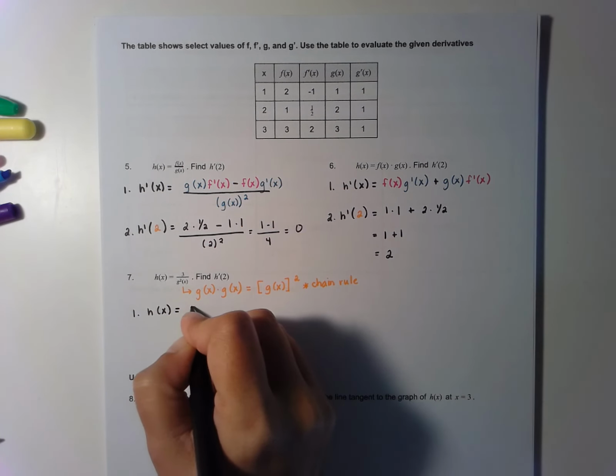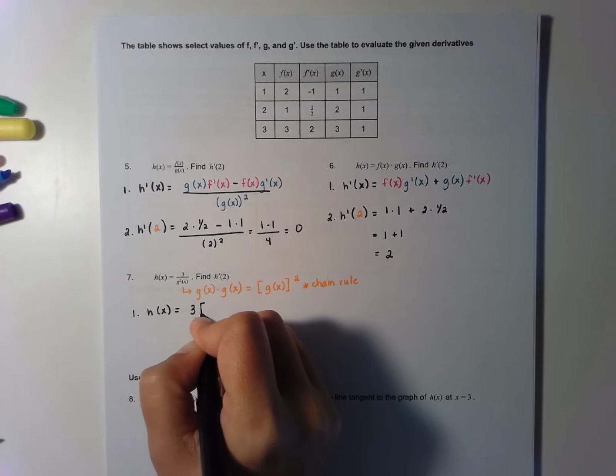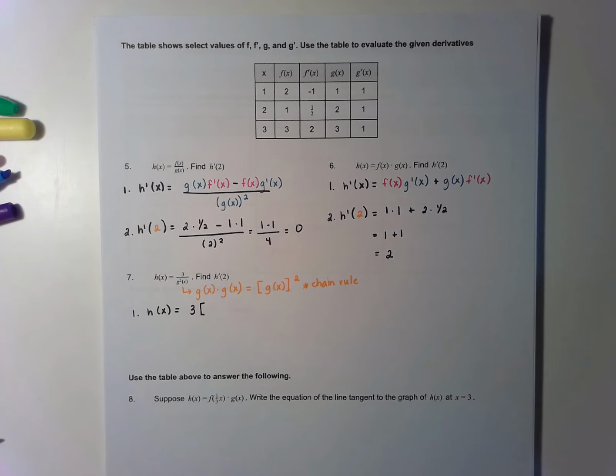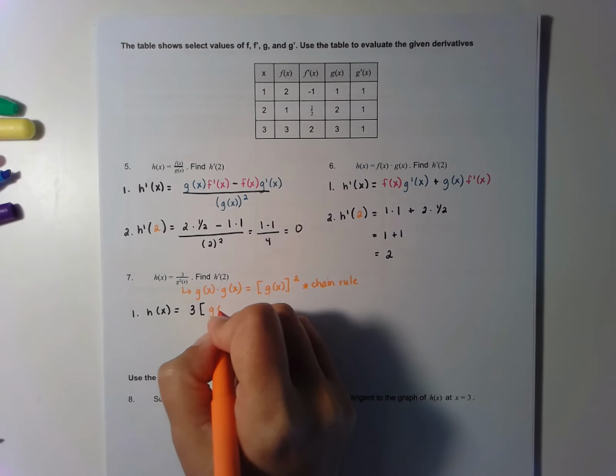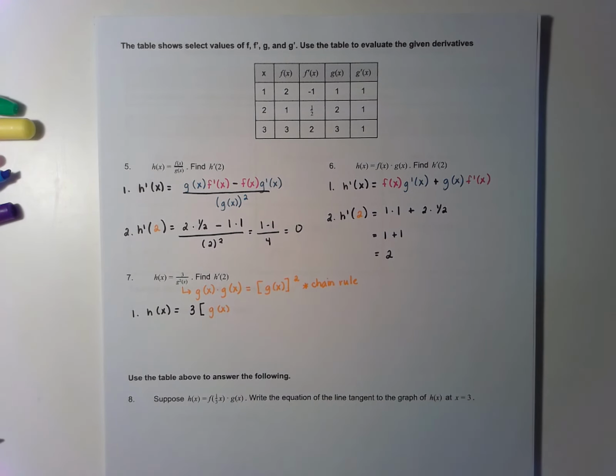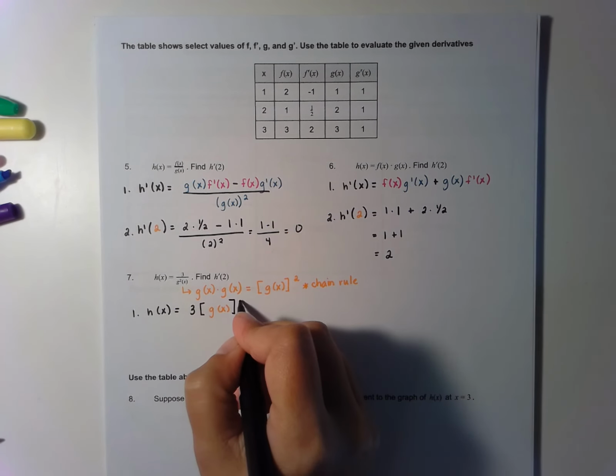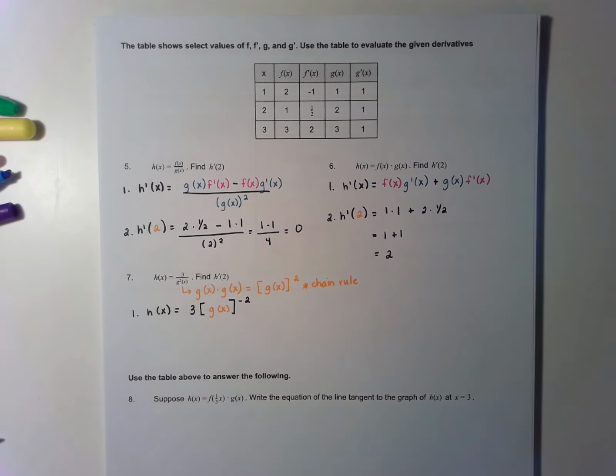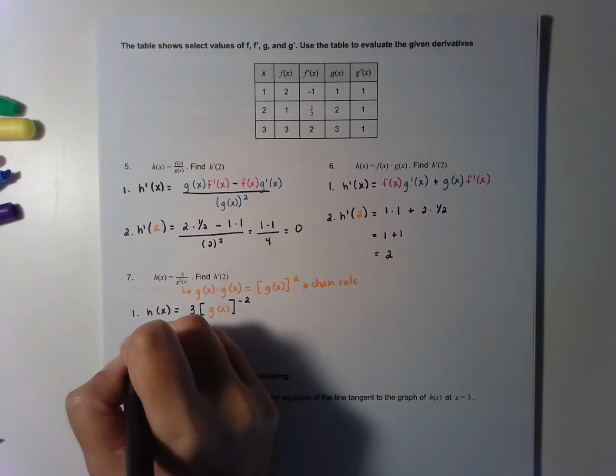I'm going to rewrite this as 3 times g of x to the negative 2 power, because I think it's going to make it easier to do this derivative if we don't have to do quotient rule, which is a fraction, and chain rule at the same time. So rewriting this with the negative power is going to make my life a little bit easier. Now I'm going to take the derivative.